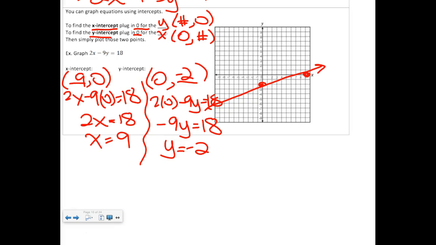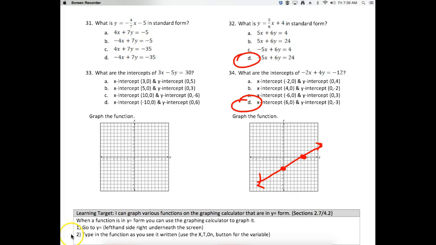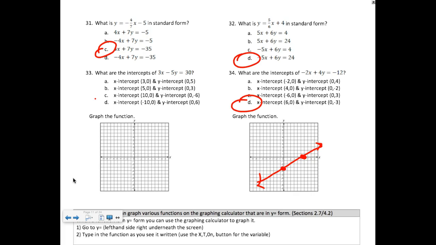Can you guys do 31 and 33 on the next page? 31 and 33. All right. I gave you guys the answers to 32 and 34. Did everyone get C? Okay. And did everyone get C again? Okay. And then hopefully everybody has done a dot way out here, a dot down here at -6, and everyone has connected them. Okay. So that's standard form, x and y intercepts.